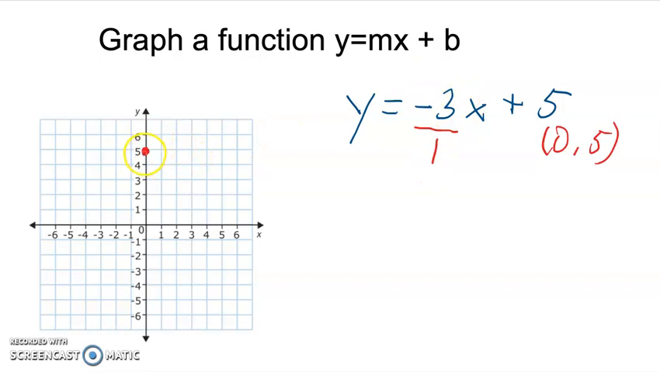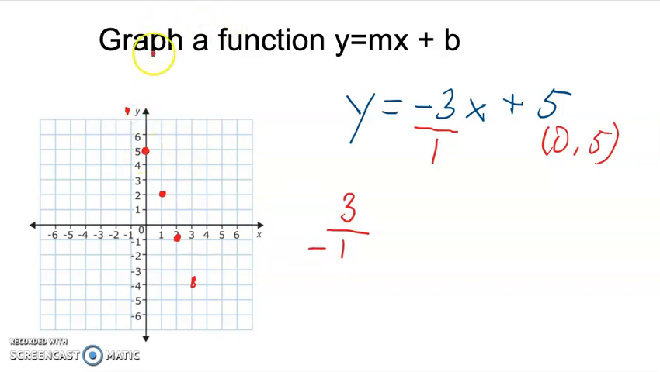So we're going to go 3 units down, 1, 2, 3, and 1 unit to the right. If I wanted to go the opposite way, I could write 3 as a positive and negative 1. So I would go 1, 2, 3 up, and 1 unit to the left.